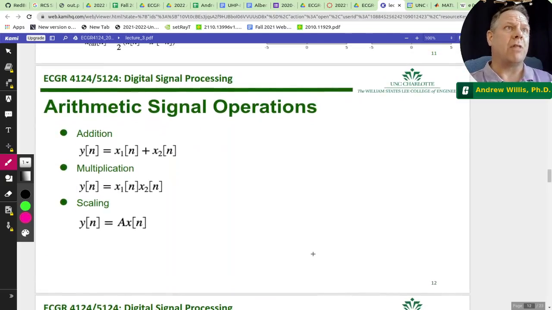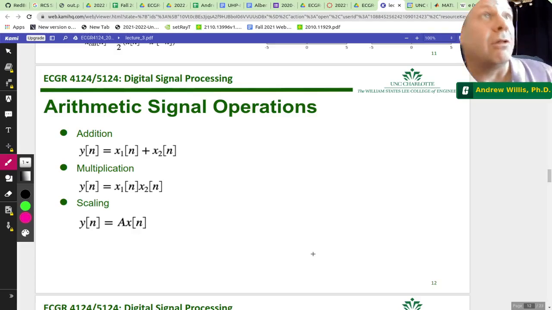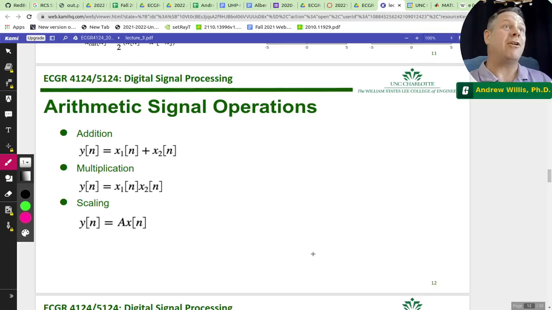Go over one more slide, which is actually pretty trivial. We're saying that we can do arithmetic signal operations. We can add signals together. This is talking about a whole signal, so this signal exists for all values of n. And so we can add them. That's superposition. We can multiply. When you multiply them, it's often called modulation. Or you can scale them and just multiply a signal by a constant.